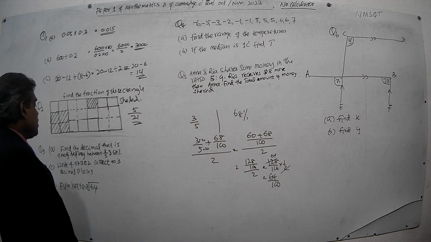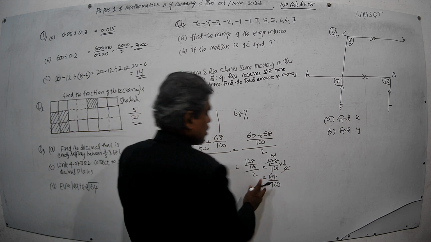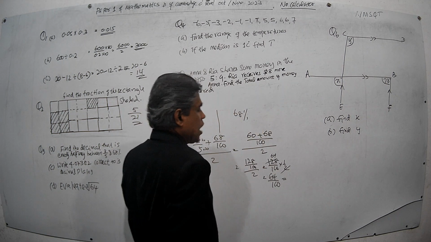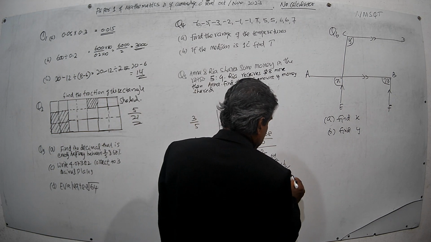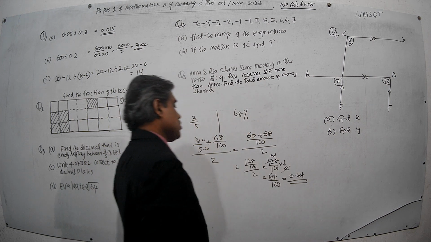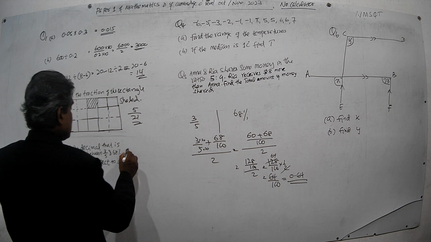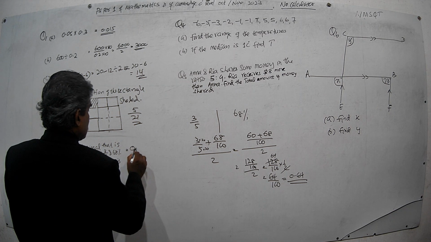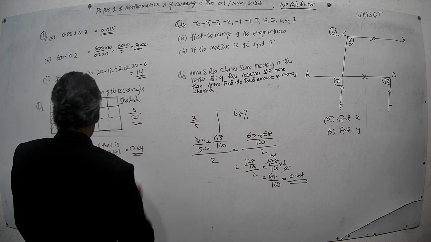You have to find the decimal. Then you have to give this as a decimal. Then 64 by 100 means keep 2 decimal places. Dividing by 100 means keep 2 decimal places. Right? That's 0.64. That is the answer. Okay. Then go to the next one.